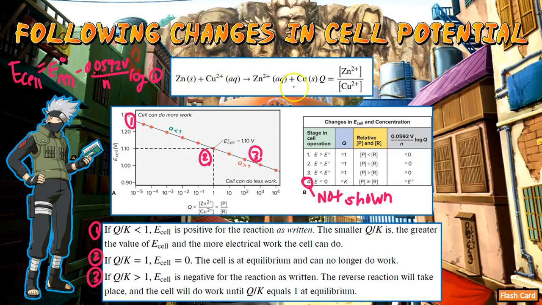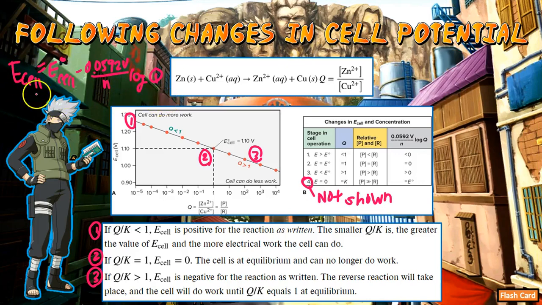First, we have our overall reaction as we see here, where our Q value is going to be determined mainly by the concentrations of our aqueous ions because we have a solid copper and a solid zinc. Next, we have a graph, a table, and another written table that highlight 3 key changes in cell potential as concentrations change. Now, because we are talking about concentration changing and the effects on cell potential, we are not talking about standard cell potential. We are talking about non-standard cell potential.